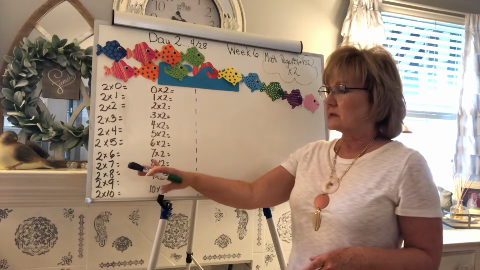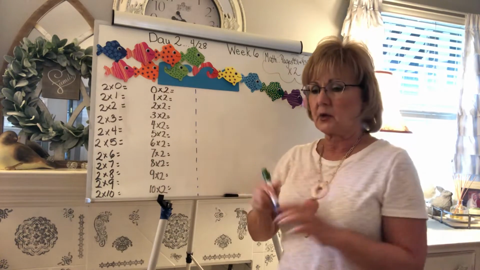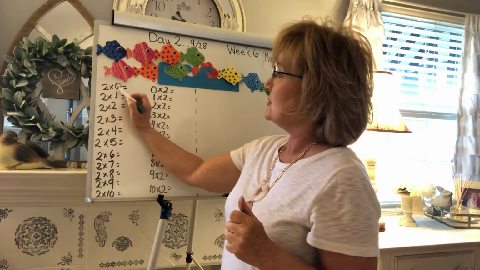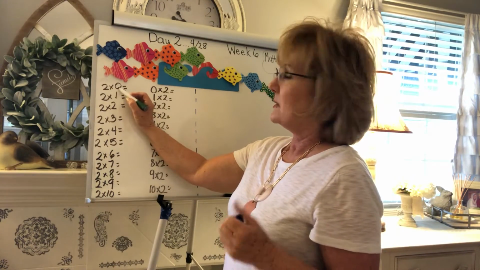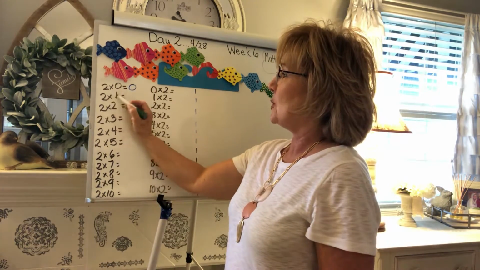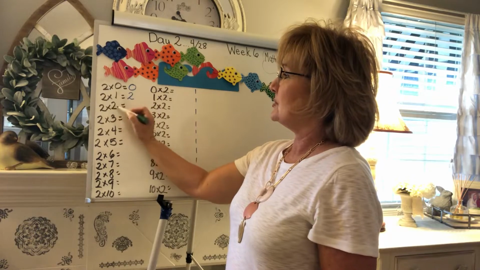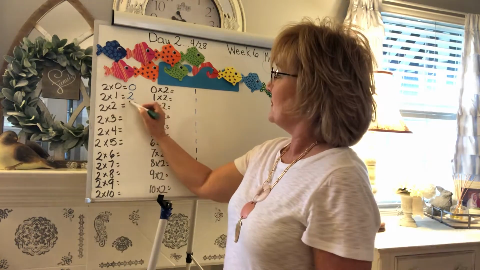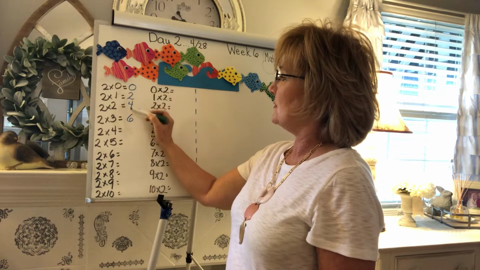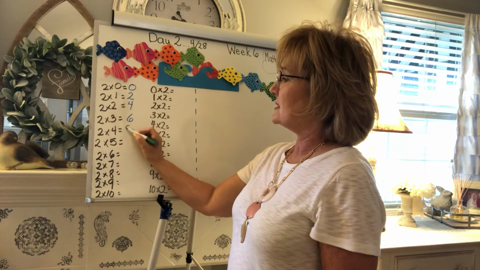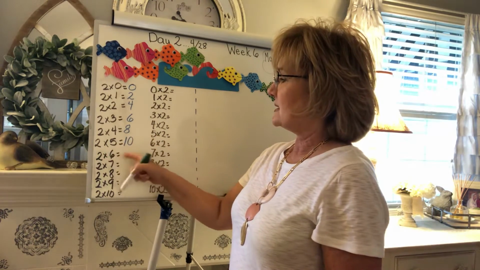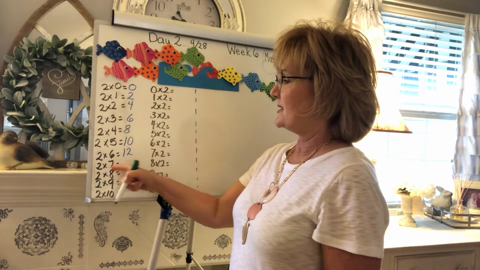Now I'm going to put our times table, we'll call it, over here, so help me out. You'll notice the pattern, 2 zeros, 2 times 0. If you got 2 zeros, you still have 0, right? 2 ones, 2 twos, 2 threes. Do you see the pattern? 0, 2, 4, 6, 2 fours, 2 fives, 2 sixes, 2 sevens.